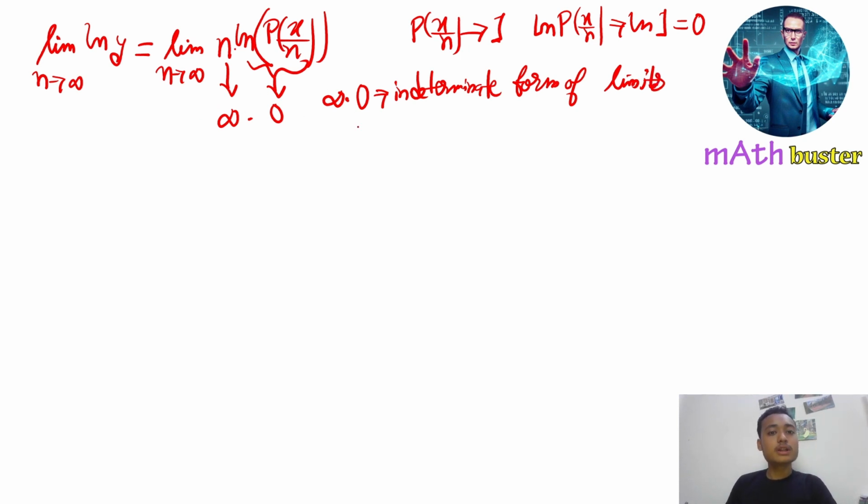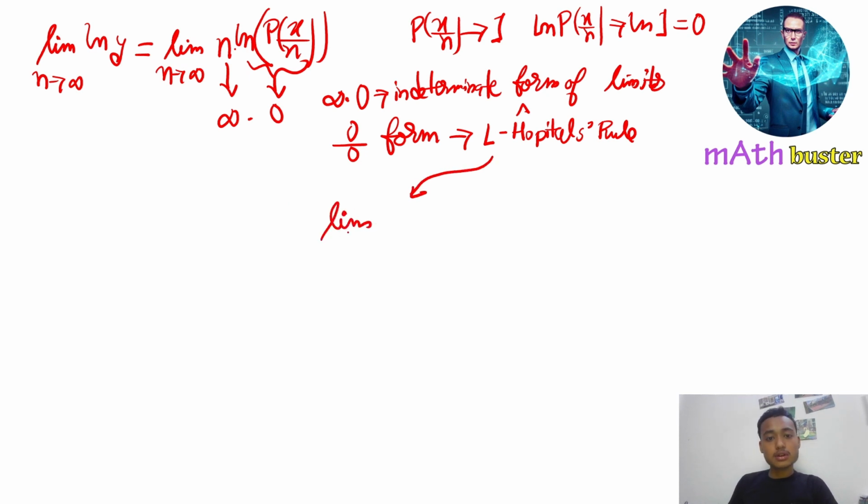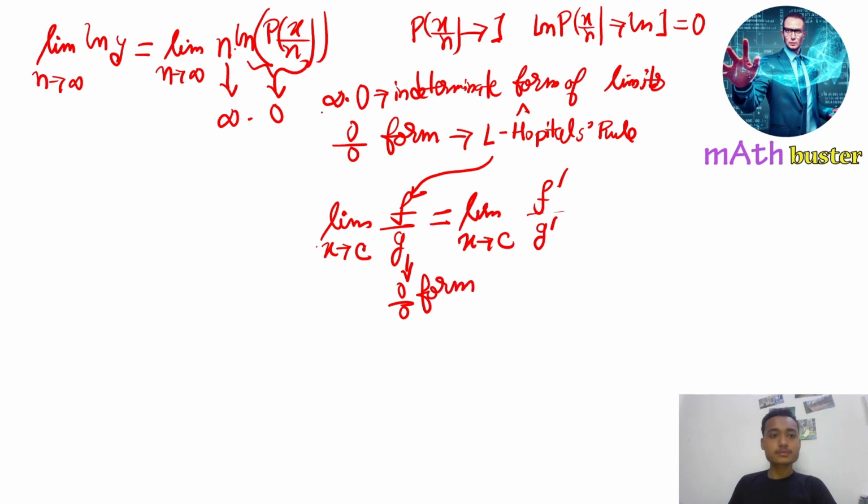Just convert it into 0 by 0 form, because when we get 0 by 0 form, we can apply L'Hopital rule over the limit, which says: L'Hopital rule says limit of x tends to c of f by g is equal to limit of x tends to c of f dash by g dash, the first derivatives of f and g, whenever this is of the form 0 by 0.